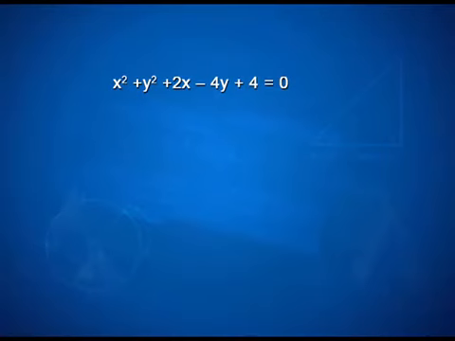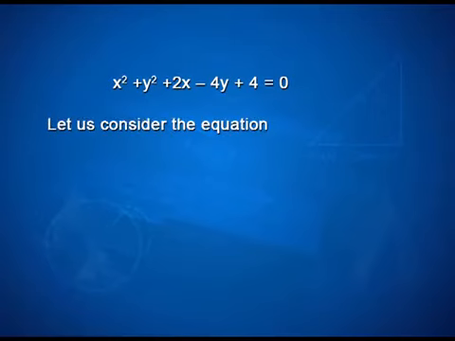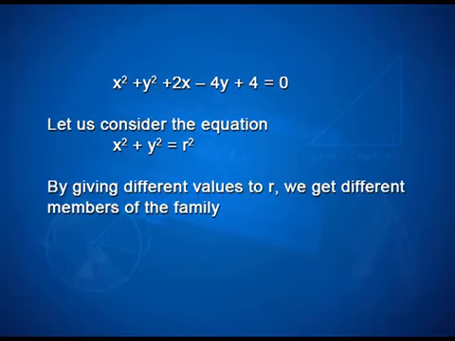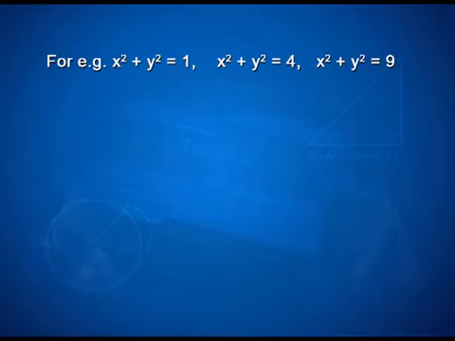You will find later on that this equation represents a family of circles and one member of the family is the circle given in equation 1, that is x square plus y square plus 2x minus 4y plus 4 is equal to 0. Let us consider the equation x square plus y square is equal to r square. By giving different values to r, we get different members of the family. For example, x square plus y square is equal to 1, x square plus y square is equal to 4, x square plus y square is equal to 9.